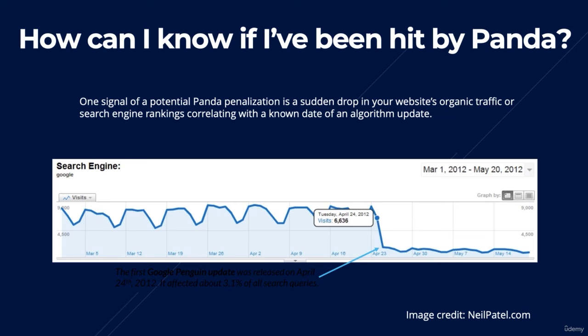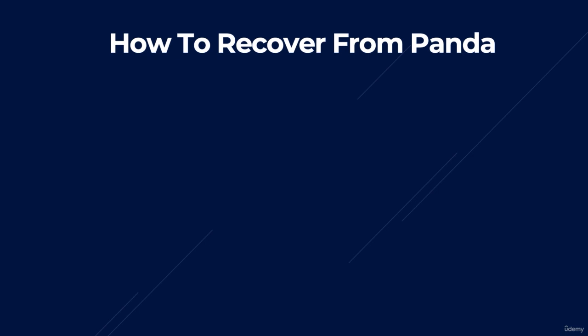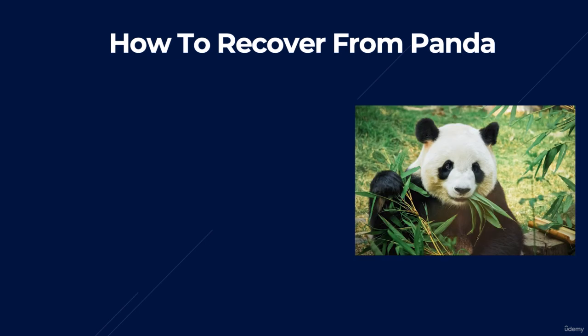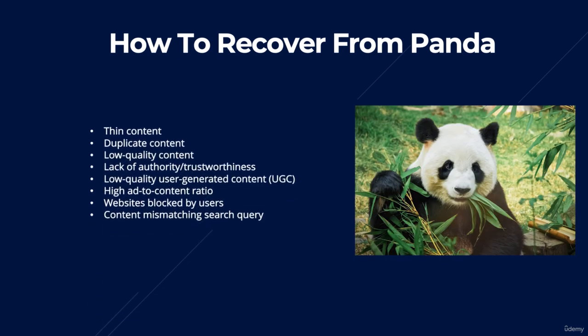So if you have been hit by Google Panda, I guess you're probably wondering, how can you recover from Panda? Recovering from Panda is pretty straightforward, as we know the main triggers it targeted, which was thin content, duplicate content, low quality content, and so on and so on. So to recover, you simply need to ensure your website does not fall into any of these categories, which could have triggered it to tank in the first place.